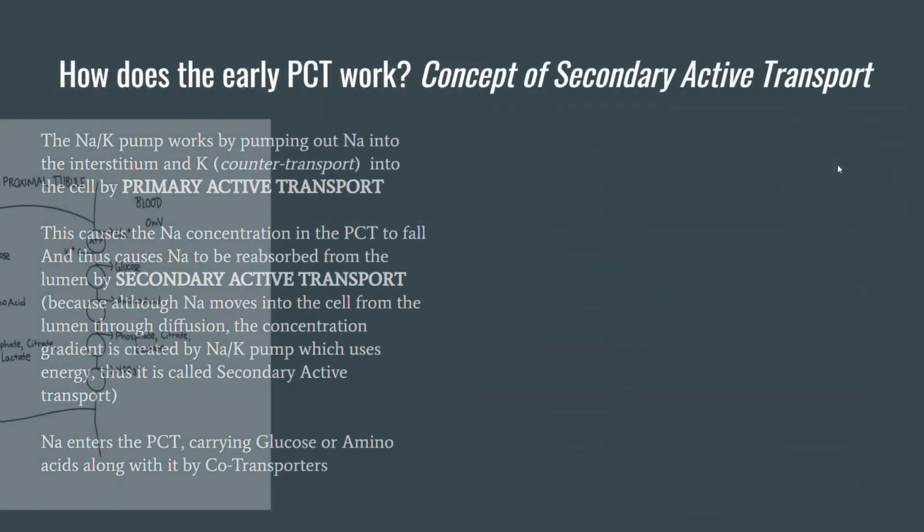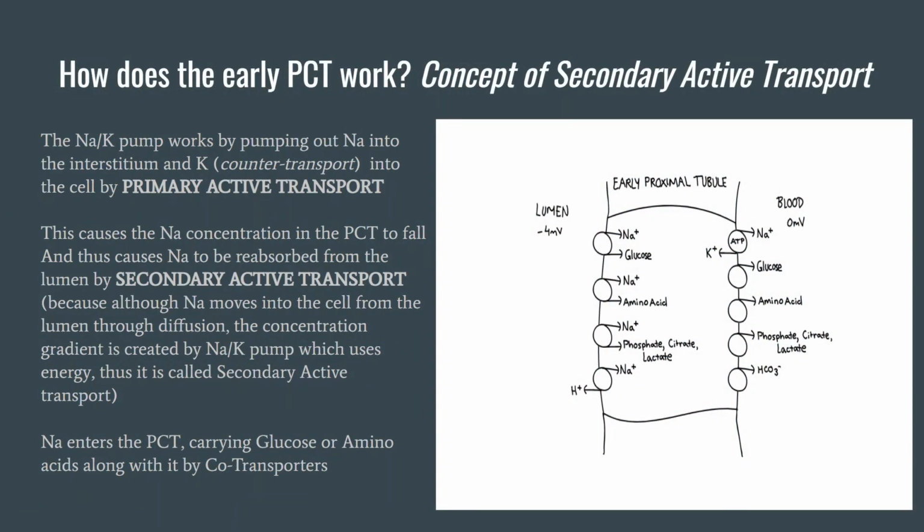So to understand how the early and the late parts of the PCT work, it is important to recall the concepts of diffusion and osmosis. Initially, the sodium-potassium pump present on the basolateral membrane uses energy in the form of ATP directly and pumps sodium out of the cell and potassium into the cell. This creates a decreased concentration of sodium inside the cell, and this process is known as primary active transport.